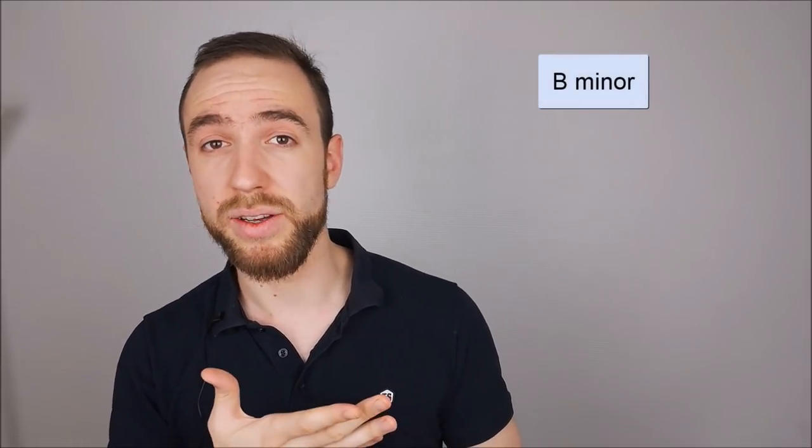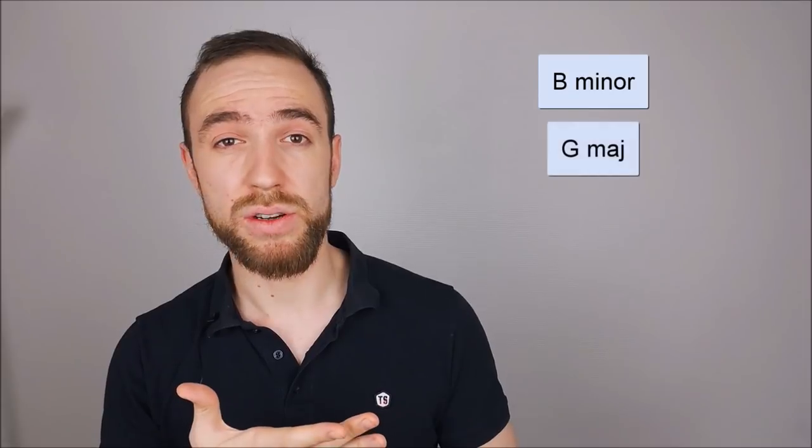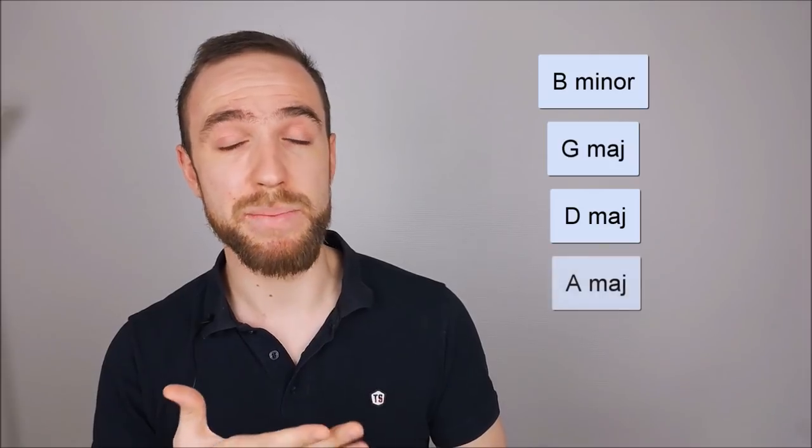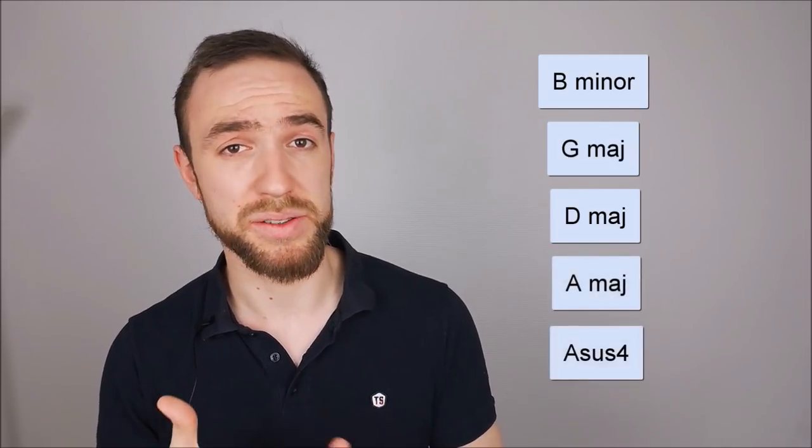So in order to emulate a song that sounds like Despacito, we need to analyse what chord progression Luis Fonsi used when he wrote the famous hit song. And guess what? It's super simple. It goes with a B minor, then a G major, then a D major, and finally an A major, and sometimes an A suspended 4. So some basic chords, nothing extraordinary.